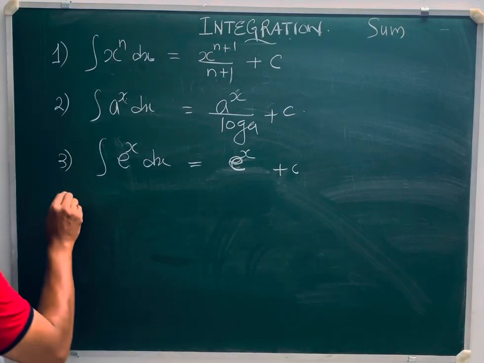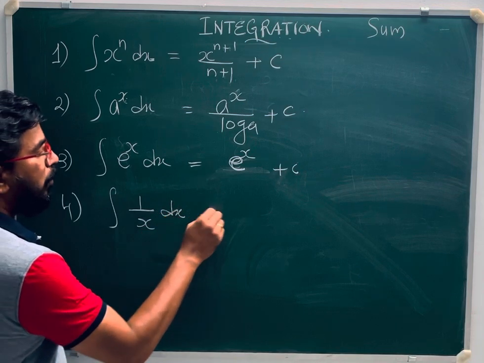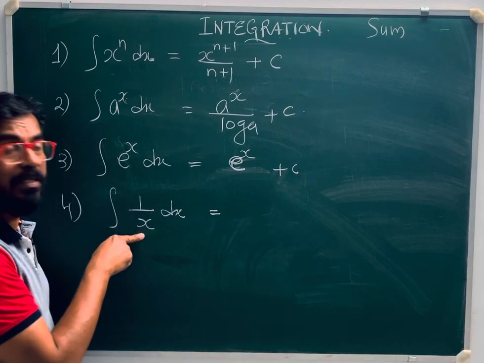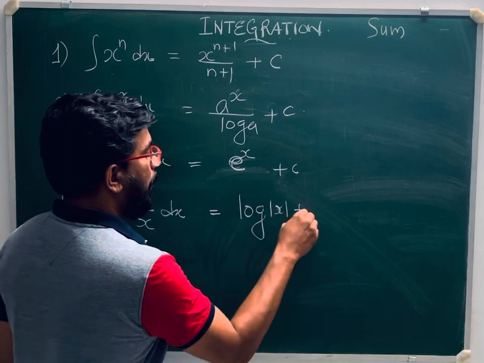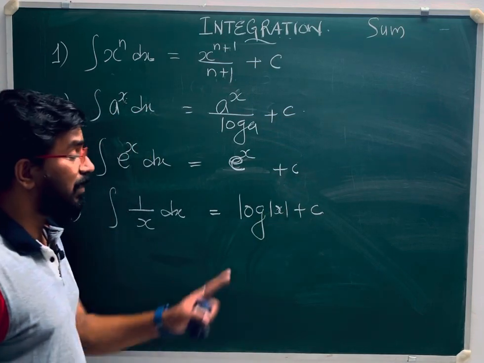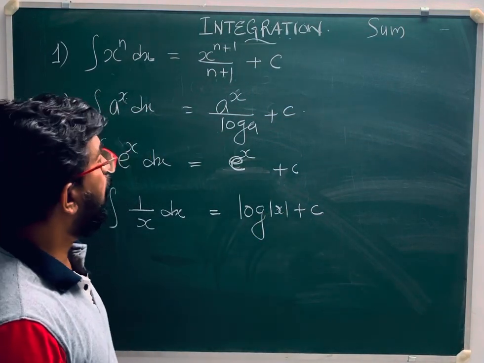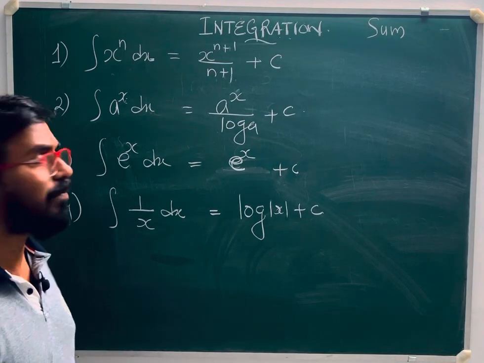Now the fourth one is integral 1 by x dx. You may remember, when you differentiate log x only you get 1 by x. So this is log mod x plus c. We put the modulus sign so that we make sure that this x is not negative. Okay, these are the first 4 formulas that we should discuss from algebra.